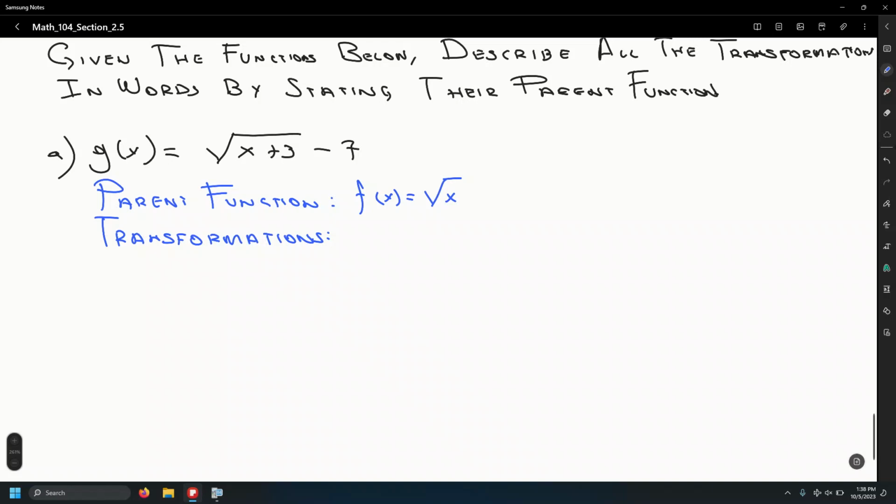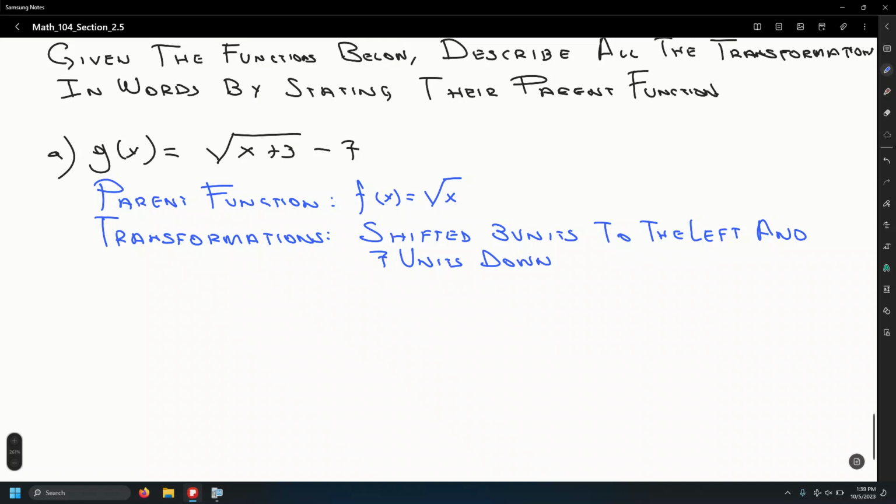Okay, so transformation. That means shifted 3 units to the left, 7 units down. All right.